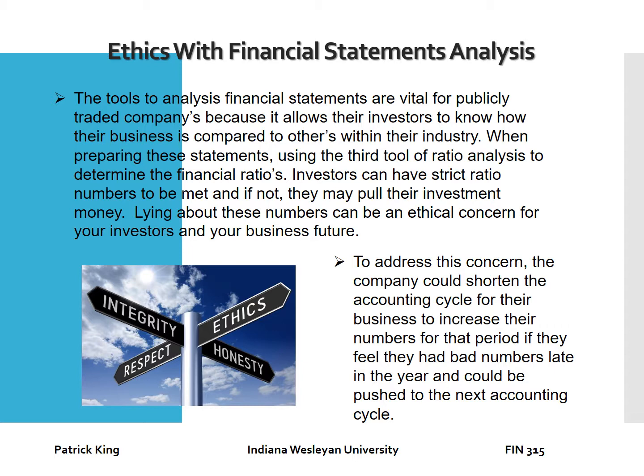To address this concern, the company can shorten their accounting cycle to increase their numbers for that period if they feel they had bad numbers late in the year, and could push these numbers to the next accounting cycle to increase their ratio from year to year, or accounting period from year to year.